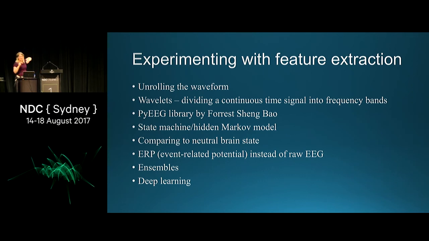ERP, I talked a little bit about that. I'm sorry, I never defined it when we were talking about the P300 ERP, but that stands for event-related potential. It's a different way of processing EEG where you take essentially averages over time, which helps weed out some of the noise. So using ERP instead of the raw EEG is another thing I've played with. And then ensembles are a technique in machine learning where you use multiple classifiers together, and some of them can help account for the error of previous ones.